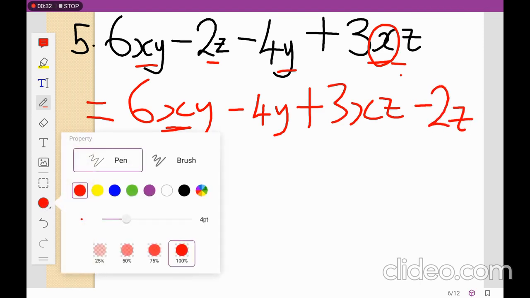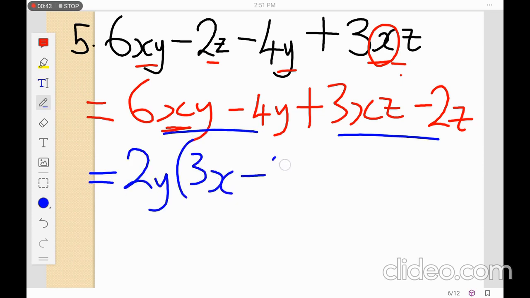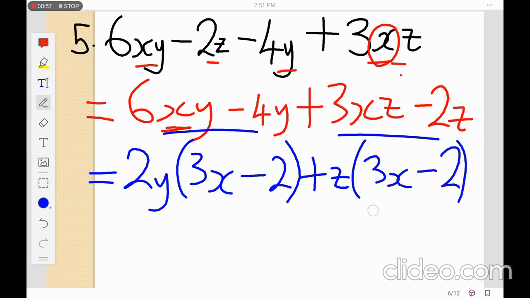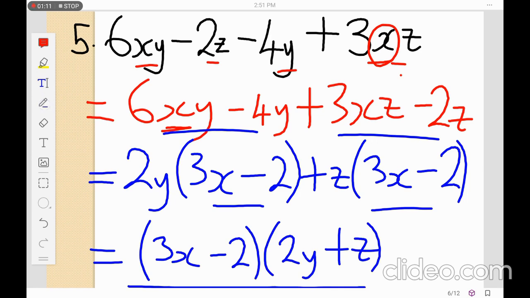Let's see. Now we can factorize by grouping this group and this group. For the first group, I've got a common factor, which is 2y. And I'll remain with 3x here, minus 2 there. Then the second one, I can factorize here plus z, and I'll remain with 3x minus 2 there. Okay, so this group is similar to that one, so I can say at the end of the day, I've got 3x minus 2 times 2y plus z. So that's our final thing there. This is how we factorize these terms.